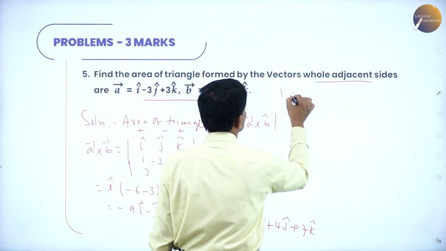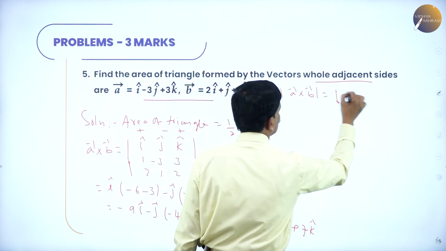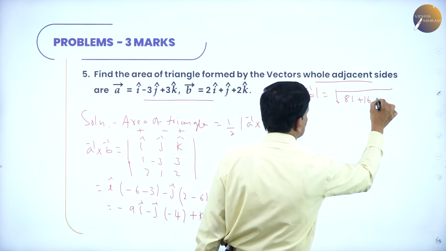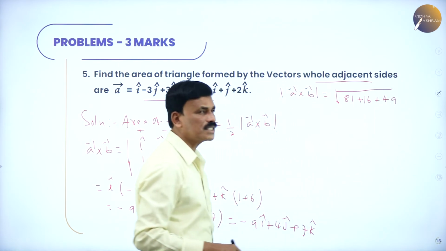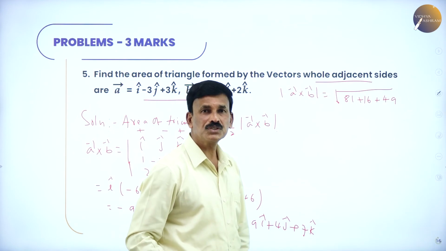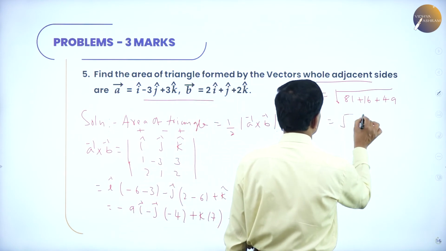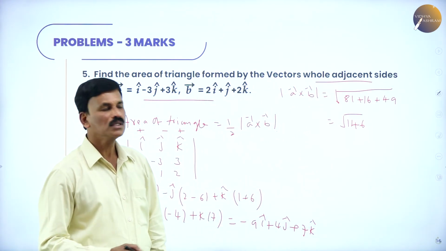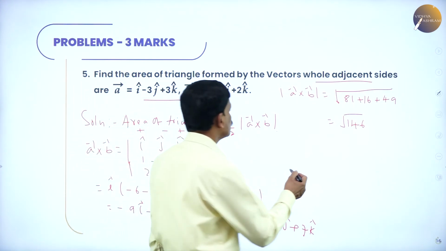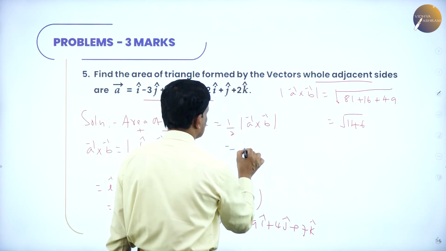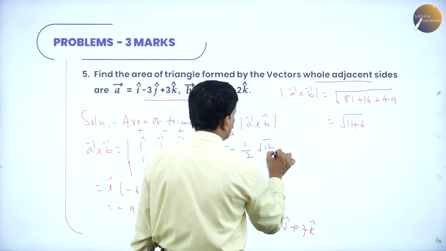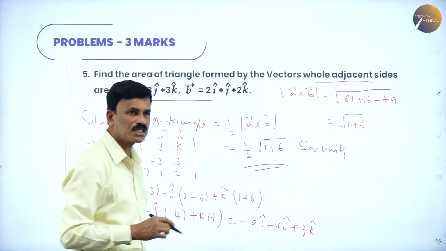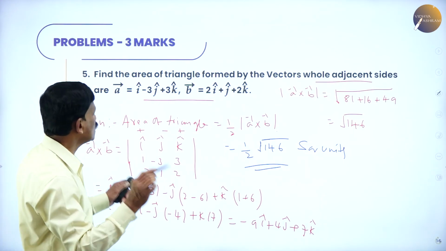Now find out the magnitude. Magnitude of A cross B is equal to root of 9 9s are 81, minus into minus becomes plus, 4 4s are 16, plus 7 7s are 49. Just add 81 plus 16 plus 49. So this is equal to root of 146. If it is possible to simplify, simplify it. Okay, no problem. So A cross B length is equal to this much. So the area of the triangle is equal to half into length of A cross B, which is half root of 146 square units. Otherwise you just keep half into root of 146 square units as the required area of the triangle.